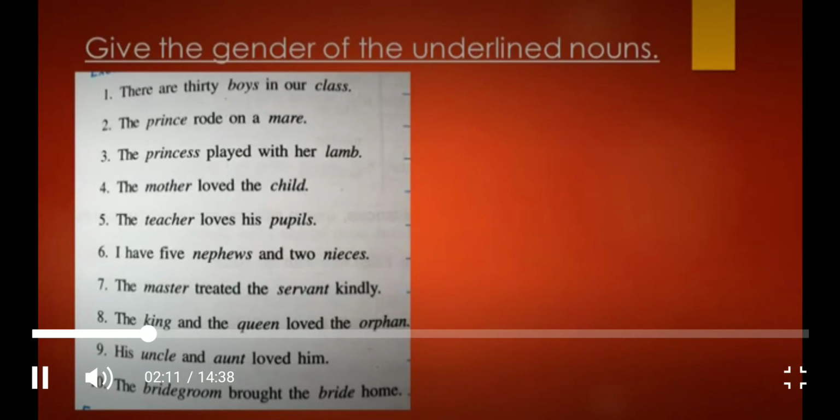Now the nouns in these sentences I'll repeat again. Boys, class, prince, mare, princess, lamb, mother, child, teacher, pupils, nephews, nieces, master, servant, king, queen, orphan, uncle, aunt, bridegroom, bride, home.